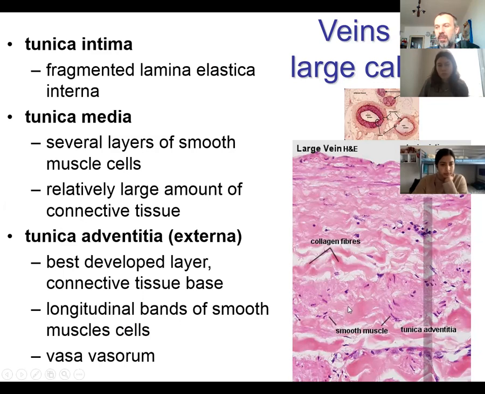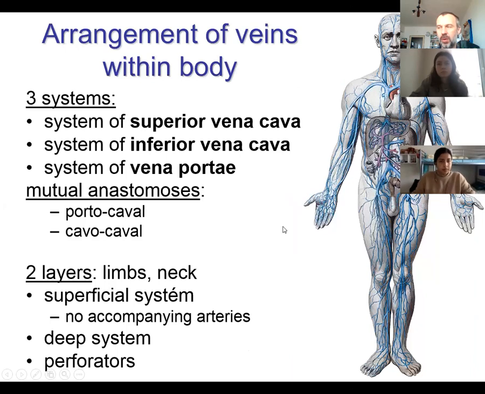They are more spiral. And in the wall, we can find even vasa vasorum, so the proper vessels which supply the adventitia and external 2/3 of the media of the venous wall. So that's just generally the structure. And now how they are arranged.